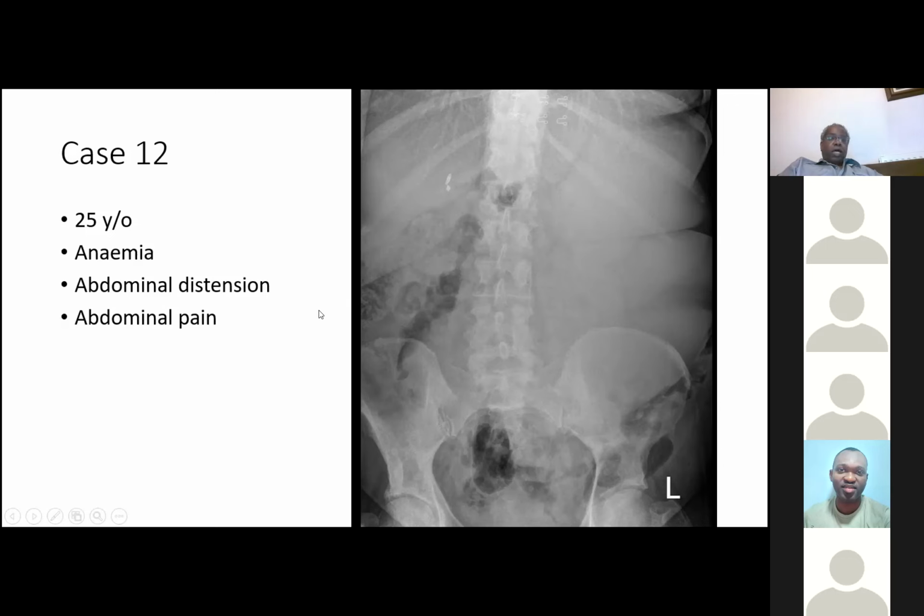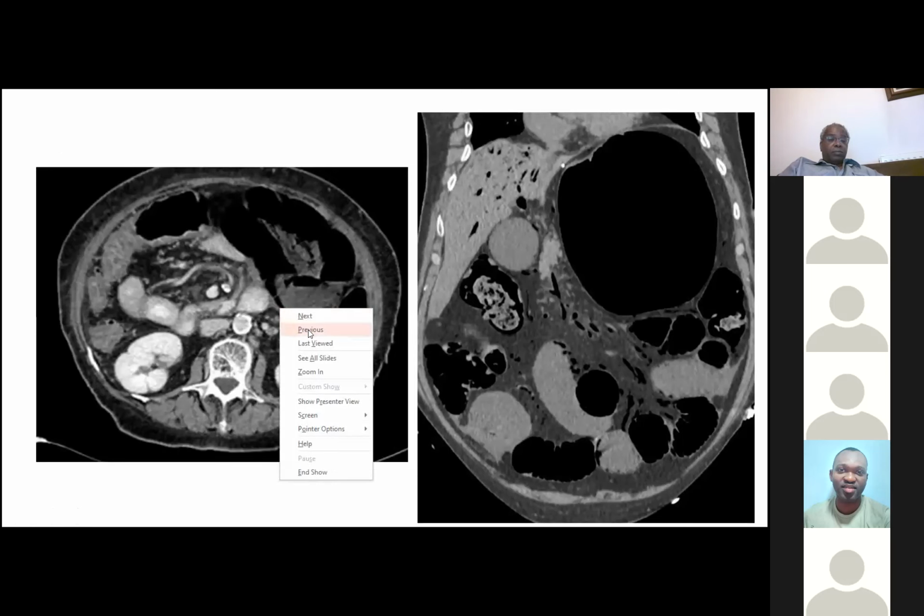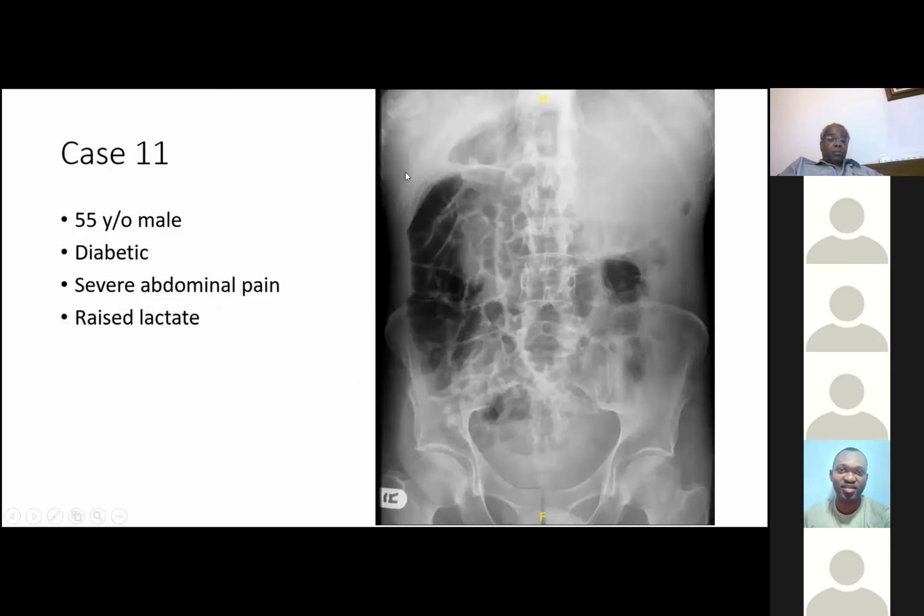Case number 12. Ishmael, before you go on, just quickly going back, somebody asked, I think it was on the plain film, where is the air in the portal vein? Yeah, on the plain film, as I said, if I'll just go back to it now. You can see over here the branching, it almost looks like static branching lucencies over the liver. So where my arrow is now, you can see these linear lucencies. That is the end of the portal vein.